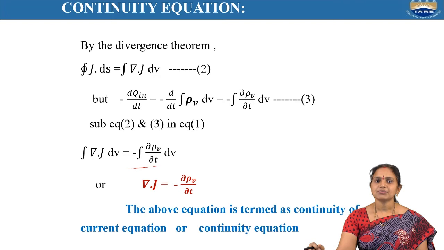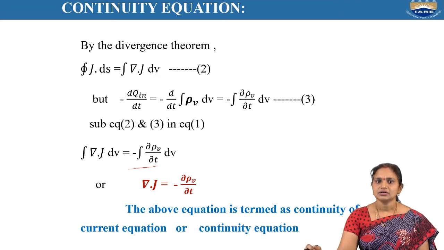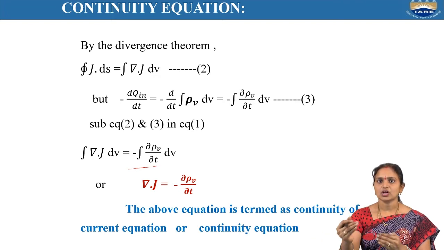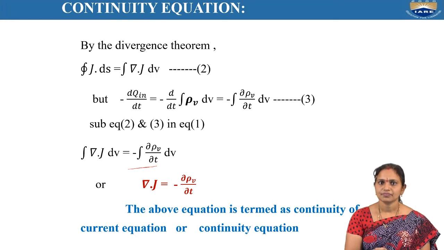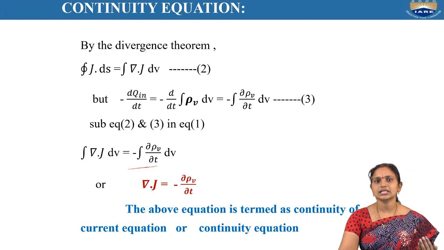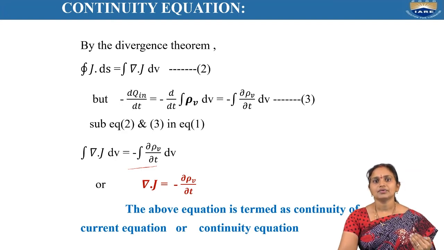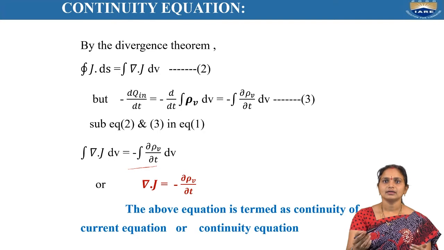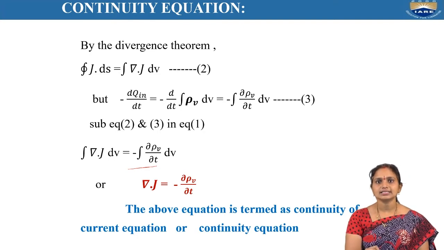So to get the relation between current and charge here, we have to convert surface into volume or volume into surface. So here I am trying to convert surface into volume. To convert a surface integral into a volume integral, we have to apply the divergence theorem. By applying the divergence theorem, the closed integral of J dot dS, this equation 2, will become the integral of del dot J dV.